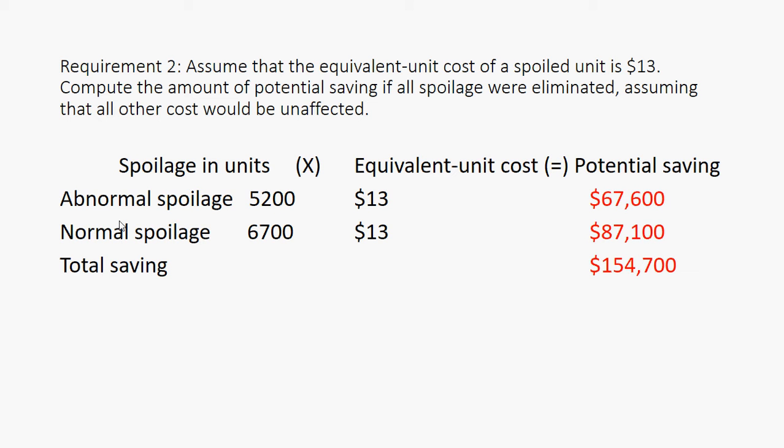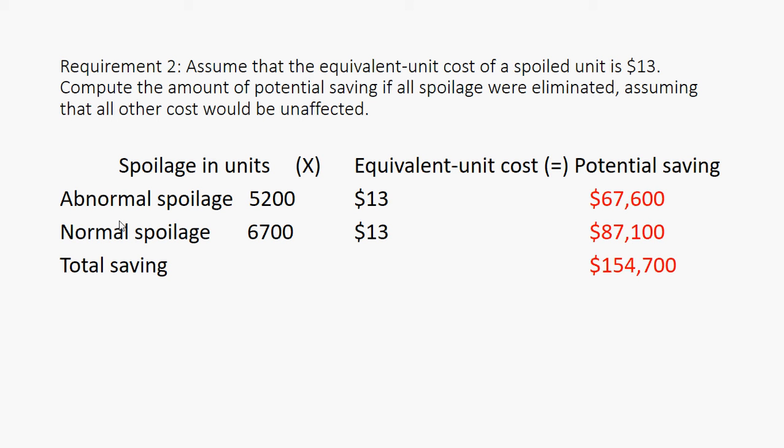For abnormal spoilage, we take 5,200 units multiplied by equivalent unit cost of $13 to get a potential savings of $67,600. For normal spoilage, we take 6,700 units multiplied by equivalent unit cost of $13, which gives us $87,100 in potential savings.